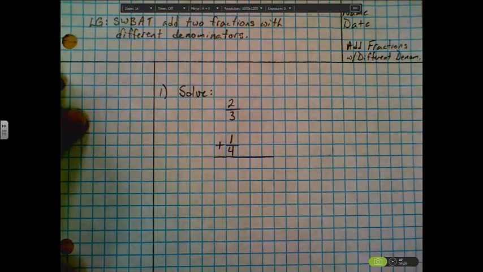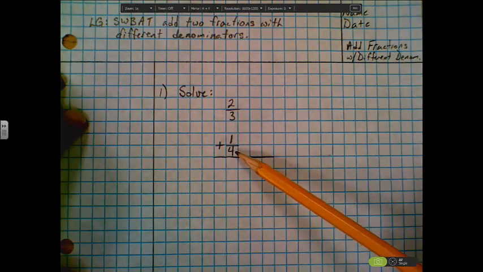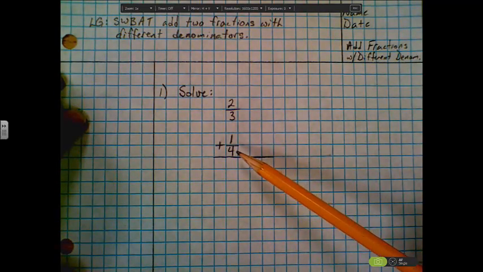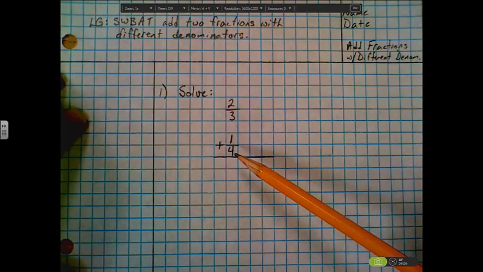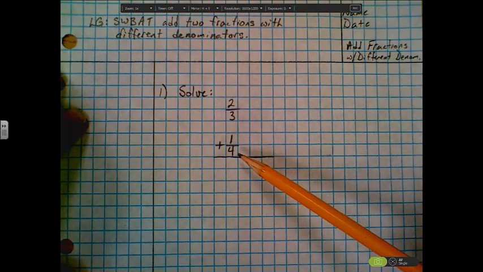So the first step that we talked about is to find a common denominator. So we have 3 and we have 4. In order to do that, we take the multiples of 4 and see if 3 will go into it. So the first multiple of 4 is 4. And we say, does 3 go into 4 evenly? No, it doesn't. So then we find the next multiple. 4 times 2 is 8. Does 3 go into 8 evenly? No, it doesn't. So we have to go to the next multiple.